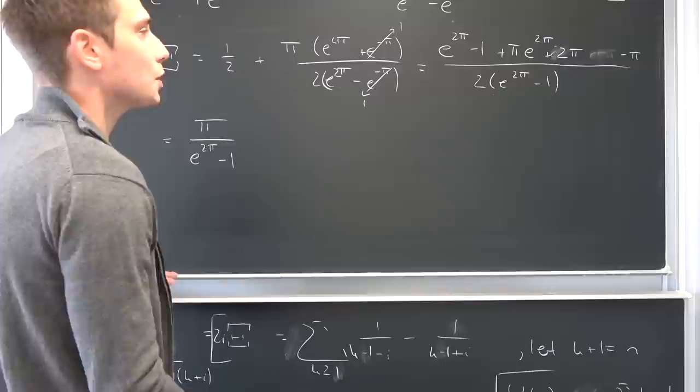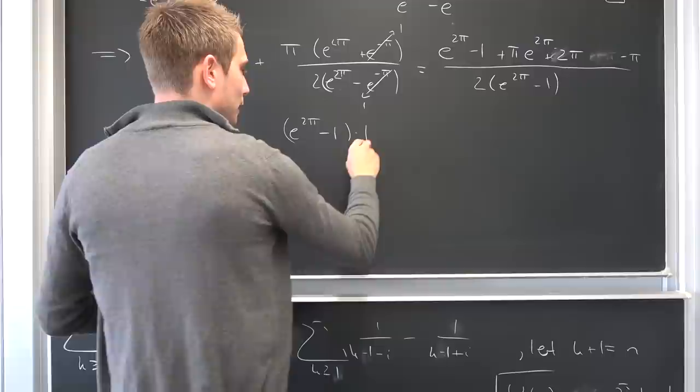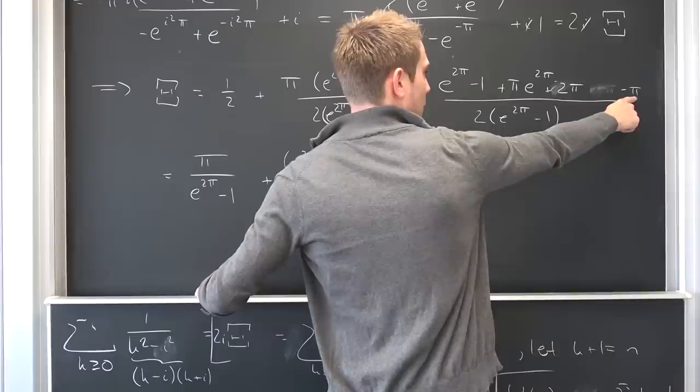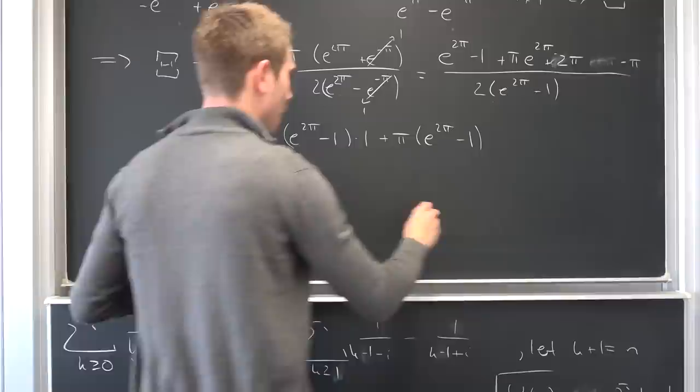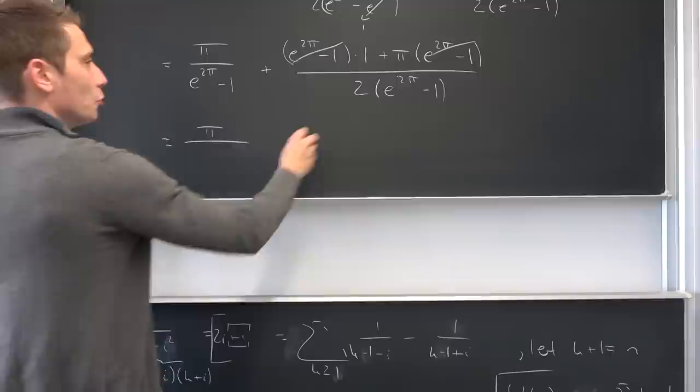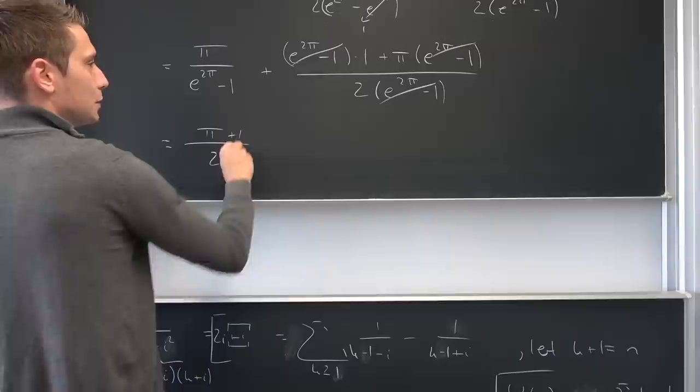And also, what are we going to be left with? We are going to have e to the 2 pi minus 1 times 1, this is the same expression as e to the 2 pi minus 1. I'm doing this on purpose. And then, what is left right here? This has been this term. And then we have pi as a common factor, pi times e to the 2 pi plus pi times e to the 2 pi minus 1 over 2 times e to the 2 pi minus 1. And you might notice we have e to the 2 pi minus 1 as a common factor, leaving us with a final beautiful expression of pi over pi plus 1 over 2 in this case plus pi over e to the 2 pi minus 1.